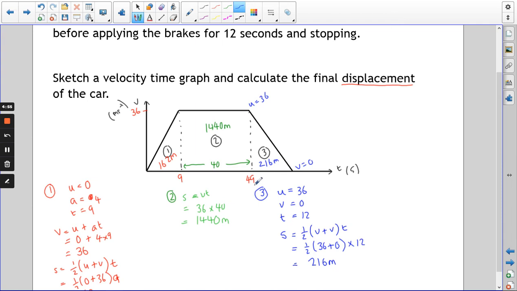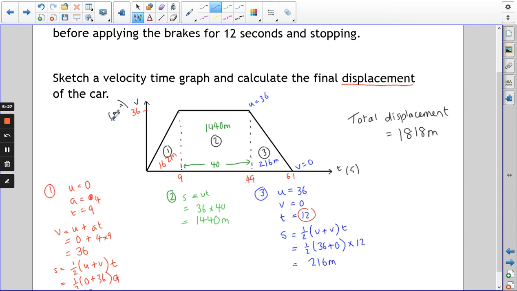Okay, so it took a little bit longer to stop. And all I've got to do then to get the total displacement is add up my three s values from sections 1, 2 and 3. So you get a total displacement of 1,818 metres. And to finish off my diagram, I'll just put on here that it took 61 seconds in total because of this extra 12 while stopping.